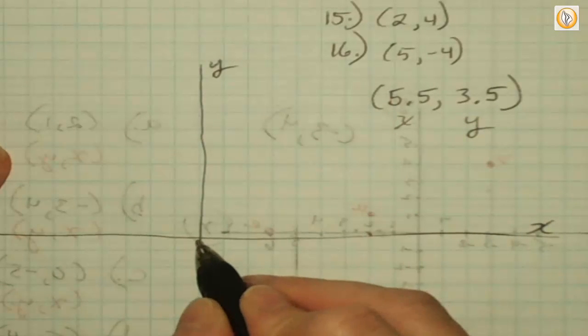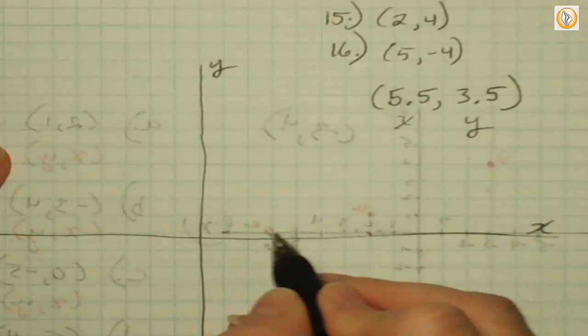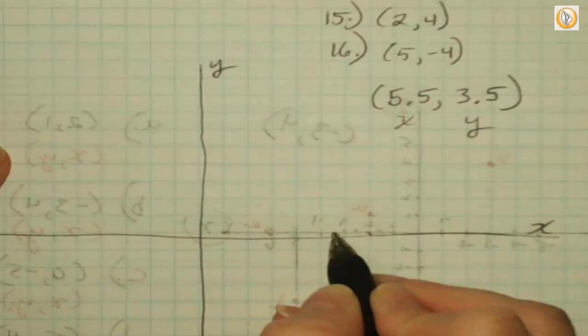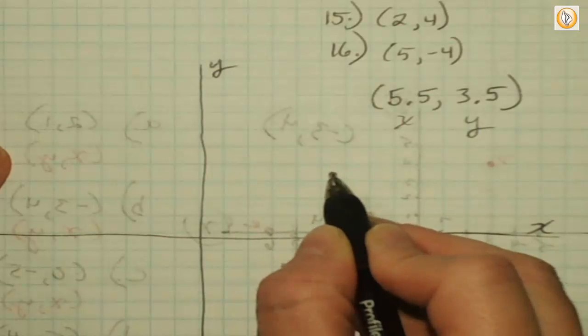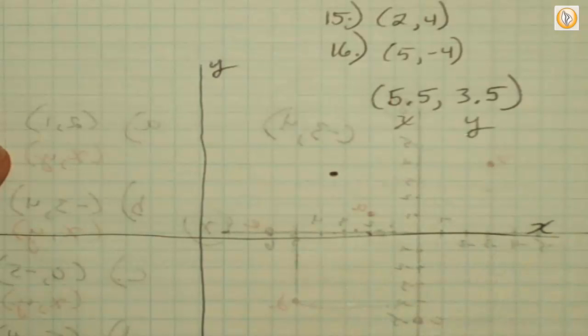So you would go 1, 2, 3, 4, 5, and then a half is halfway in the middle of that square. And then go up 3.5. 1, 2, 3 and a half. It'd be right here. Does everyone see that? That's how you do halves. Y'all got it?